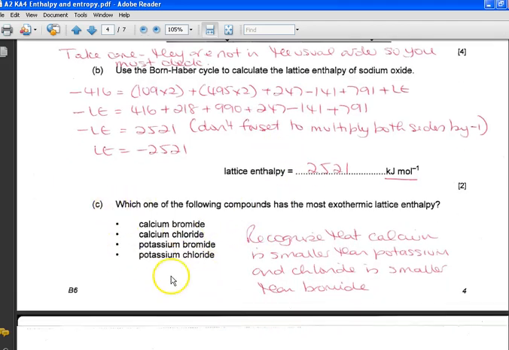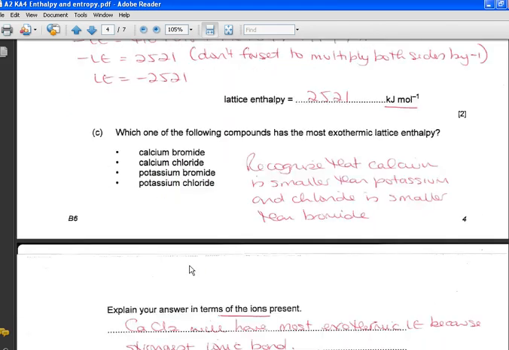And then part C: which one of the following compounds has the most exothermic lattice enthalpy? So effectively they're saying which one has got the strongest ionic bonds. Straight away you should recognise that it can't be either of the potassium compounds, because potassium has a bigger radius than calcium. And then it comes down to the bromide and the chloride.